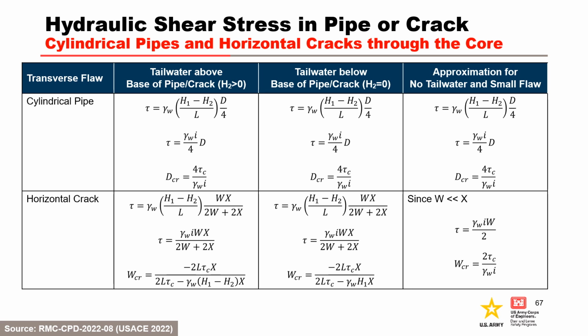or crack width for initiation of concentrated leak erosion. Once the critical diameter or width is estimated, the risk assessment team can then consider the likelihood of having a pipe or crack of those dimensions. An estimate of critical shear stress is still needed, and a range of values should be considered.